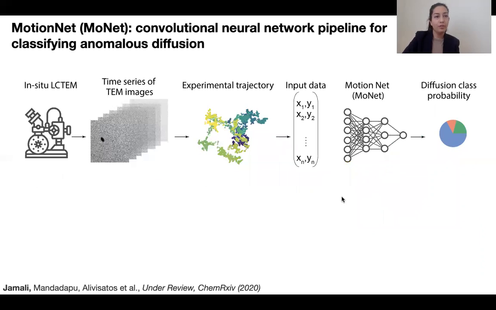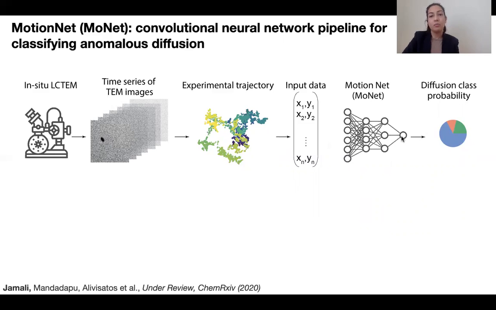So this is an overview of our platform. We do these liquid cell TEM experiments where we are collecting tens of thousands of frames of images. This is a time series of images that shows the particle's motion through time, and we process these images by finding, in this case, the centroid of the particle. We are interested in finding the translational motion of this particle. So we get to this experimental trajectory, from which we can form a matrix that contains the X and Y coordinates of the particle in time. This is the input for our MotionNet, which is our convolutional neural network, and we call it MoNet.